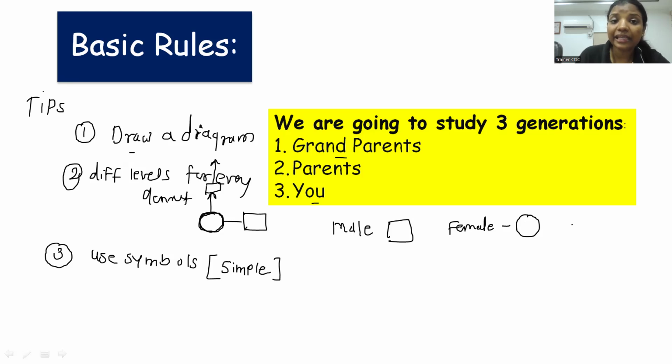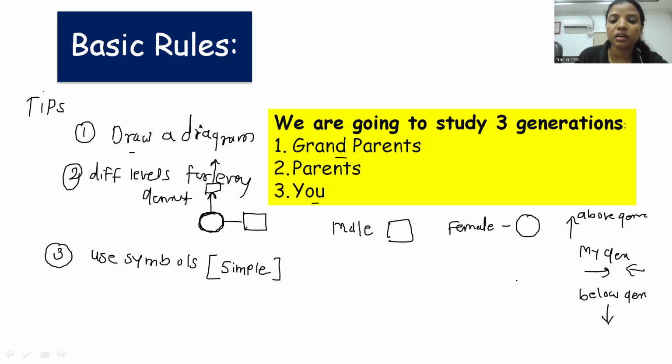For indicating my above generation, for example my father or my grandfather, I will use this arrow. For my generation, I will use an arrow like this. We have to show people of our generation at our level, correct? Now for the below generation, I will use an arrow like this.